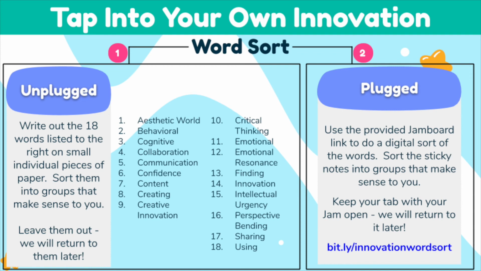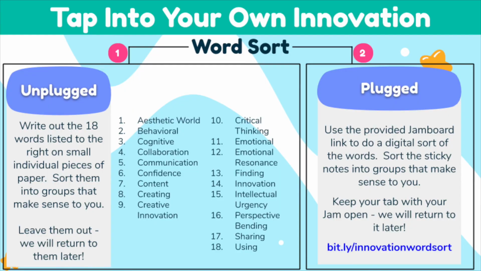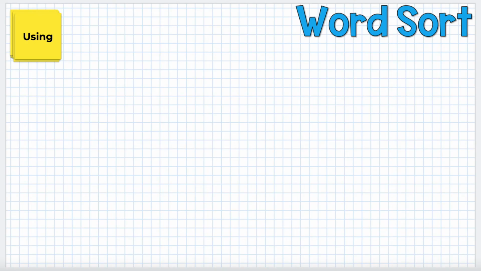If you are interested in the unplugged version, take those 18 words or phrases that I have there and write them on small little pieces of paper. I've done that myself here. You can see they're just small little pieces of paper, and cut them out. If you are doing the plugged version, I have a link there to a Google Jamboard in which you can do this activity.